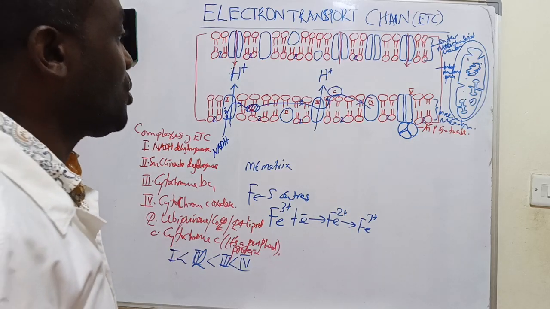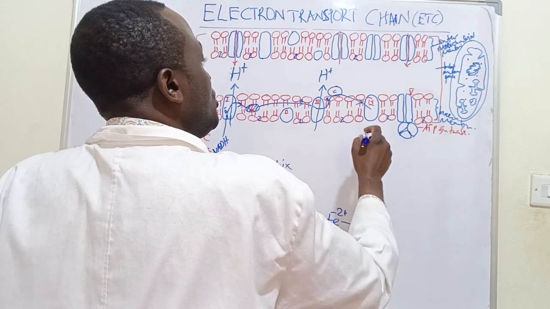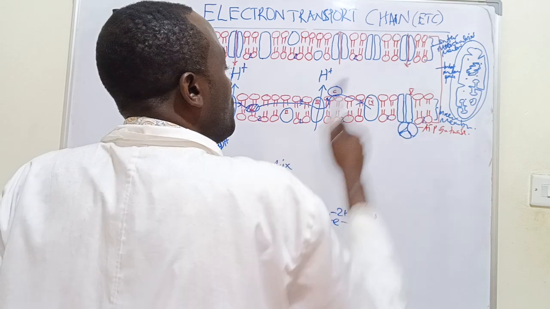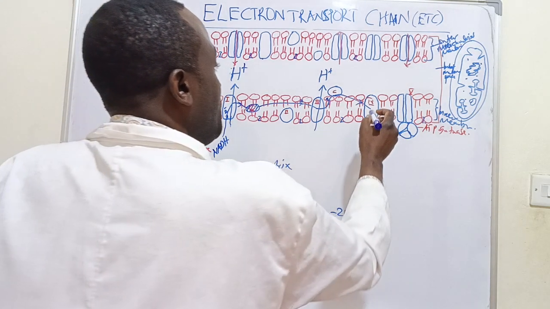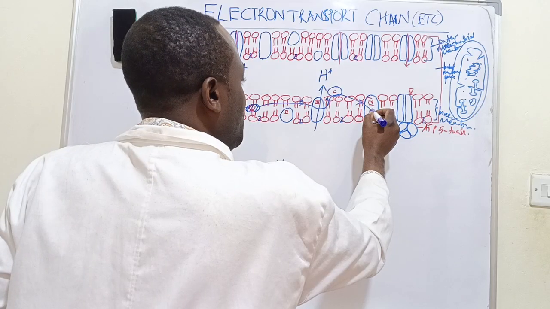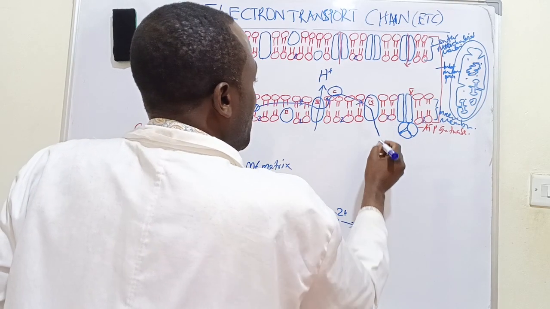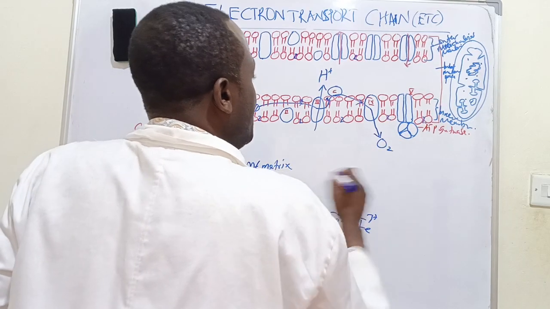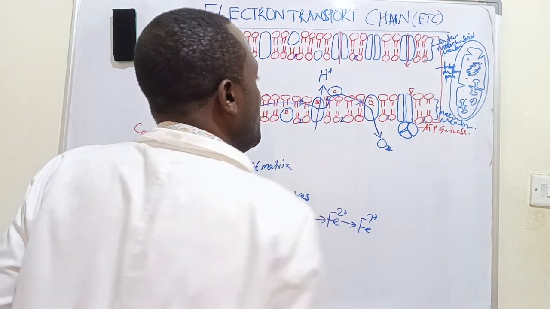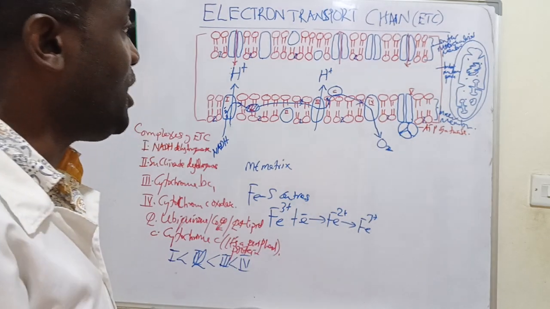Complex 4, cytochrome C oxidase. Complex 4 is not going to reduce complex 5, because complex 5 is not part of the electron transport chain. So what does complex 4 do? It reduces molecular oxygen. This is the only point in the entire respiration where we deal with the oxygen that we inhaled.